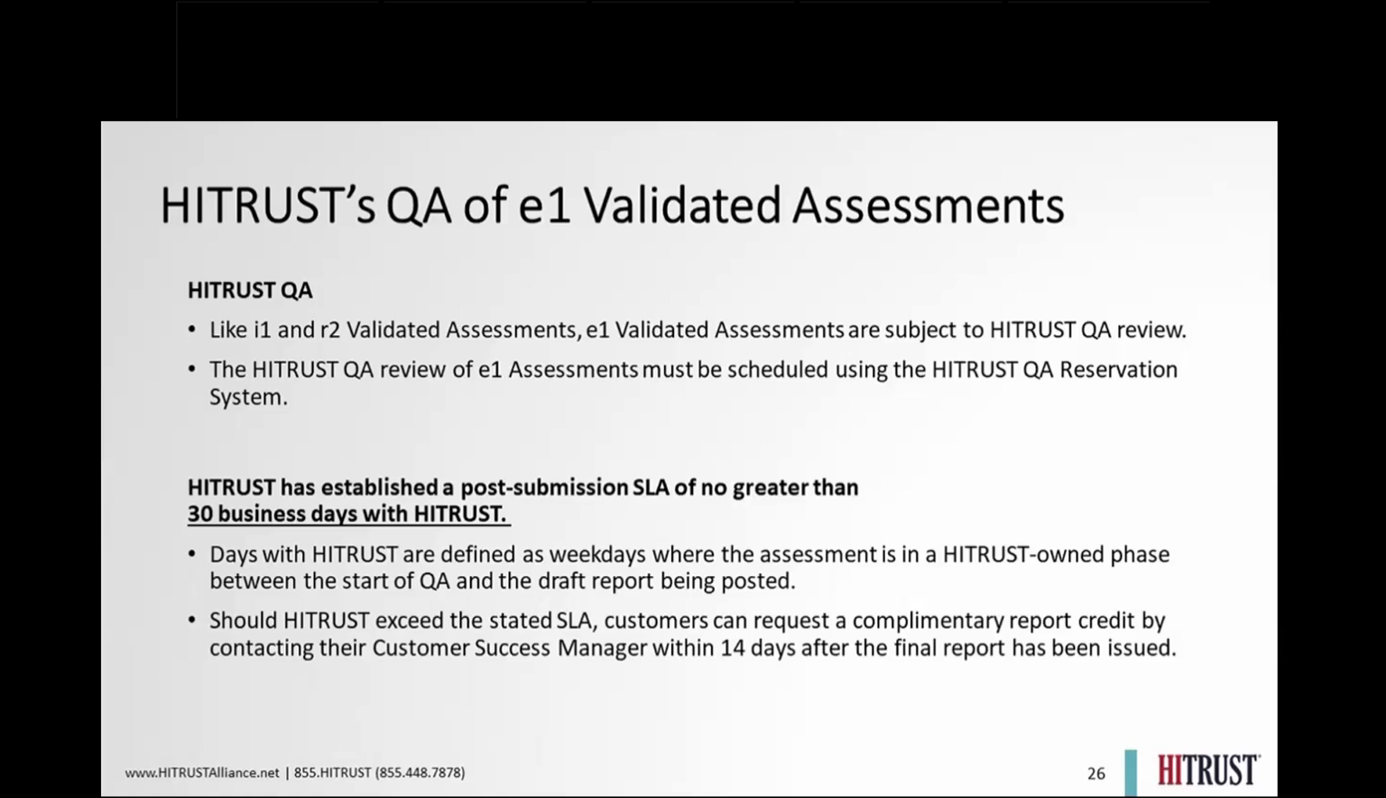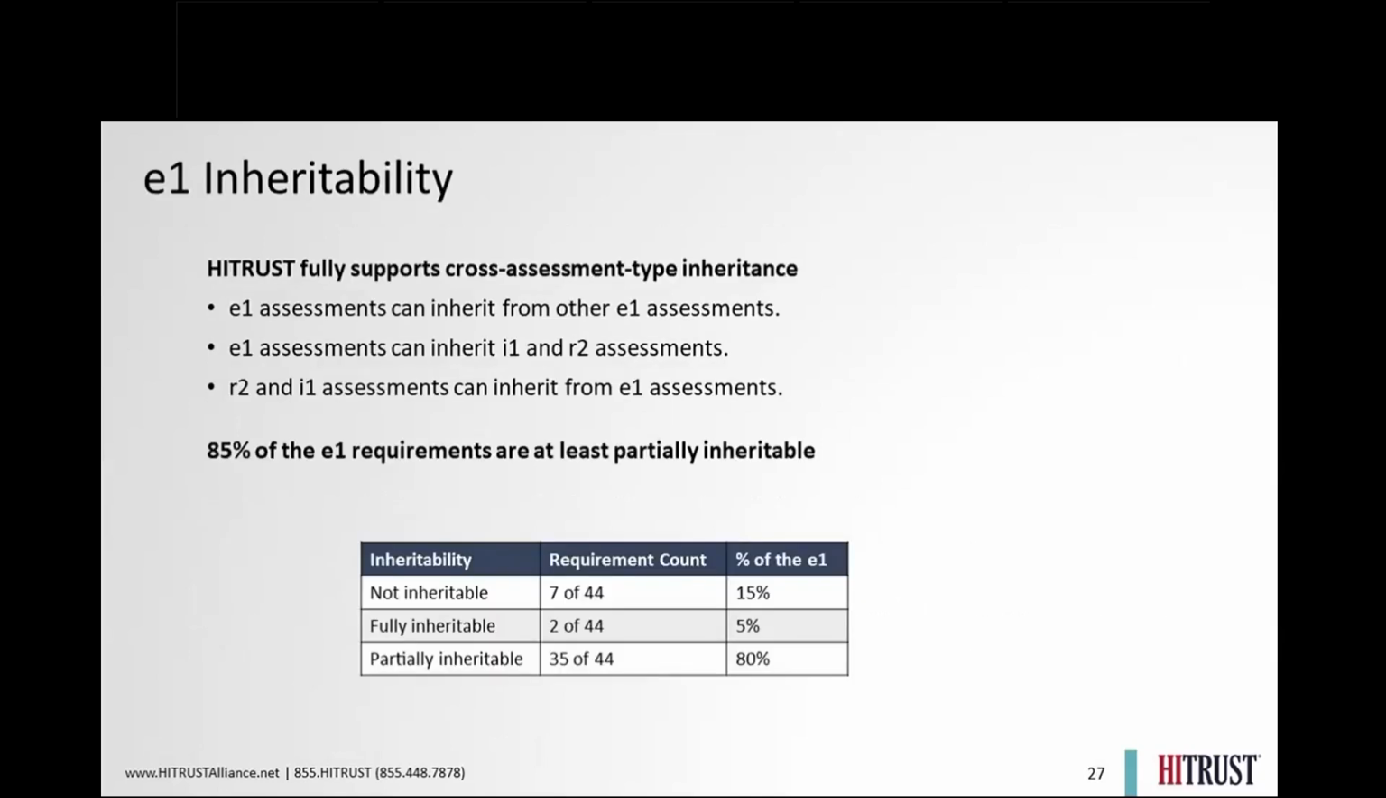So also on the next slide, I wanted to underscore the inheritance aspects of this. The E1 fully supports inheritance, and it supports cross-assessment type inheritance. So you can inherit from an R2 to an E1, from an I1 to an R2, from an E1 to an I1, all back and forth. And 85% of the requirements in the E1 are at least partially inheritable.